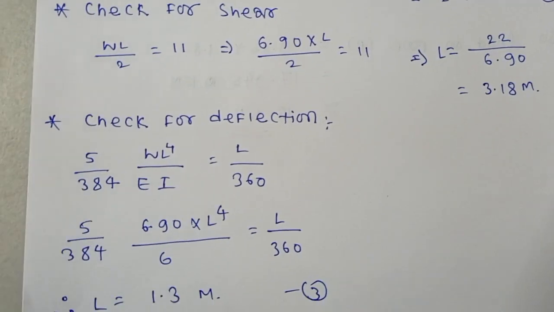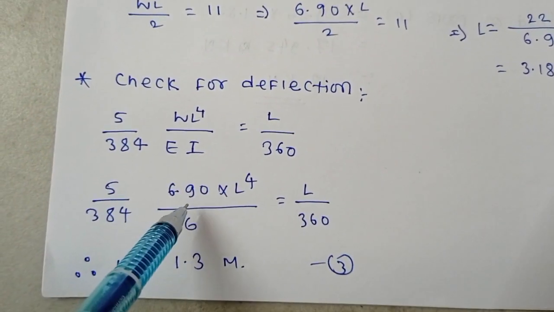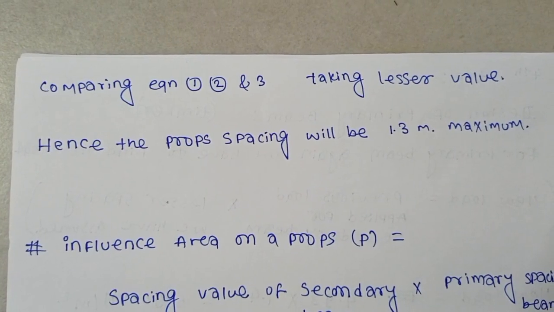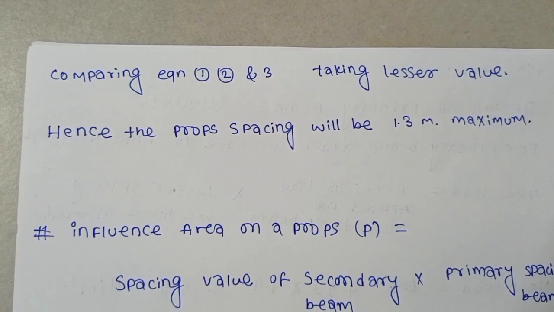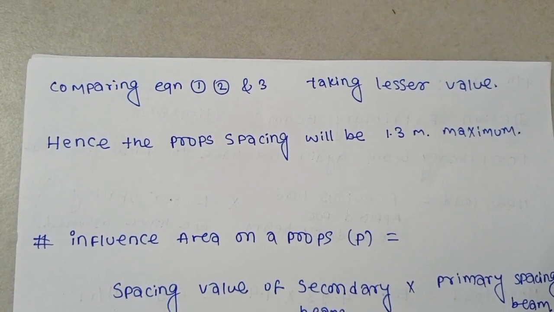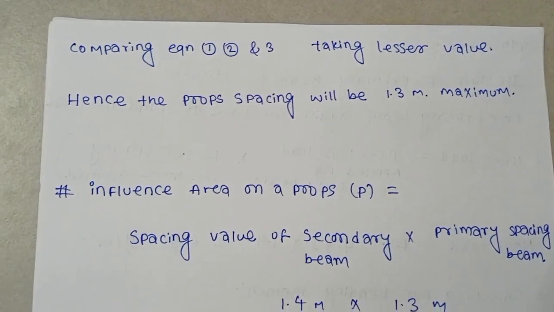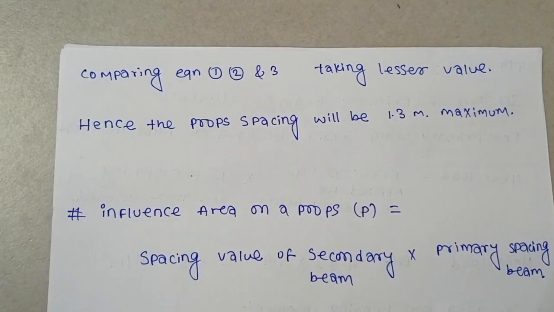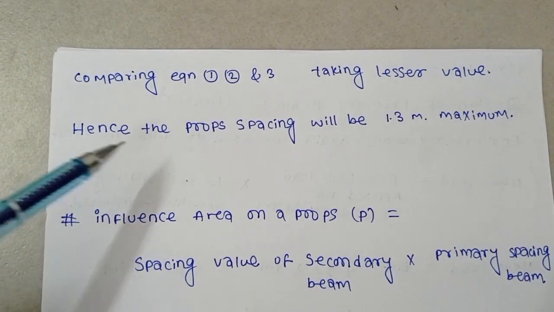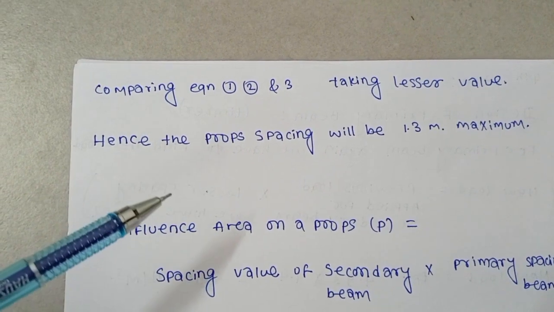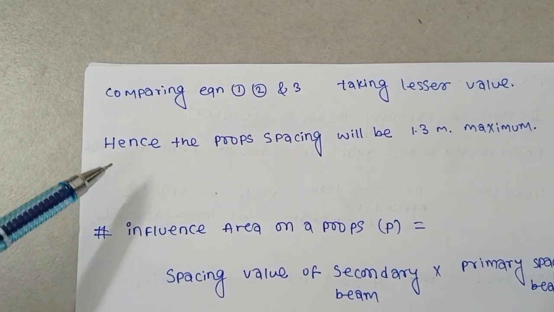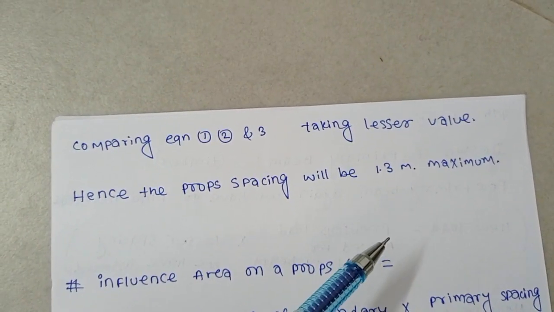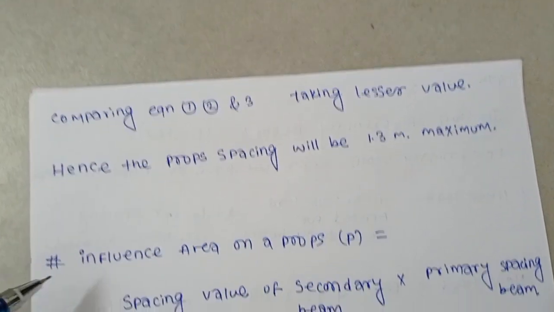Checking for deflection, the formula is the same, just the W value is different, and this L value equals 1.3 meter. Comparing equations 1, 2 and 3, we take the lesser value we have calculated. What is the lesser value? 1.3 meters. Hence we have taken the lesser value 1.3, which is the same as the prop spacing. Prop spacing is always governed by the primary beam only. Hence the prop spacing will be 1.3 meter. That is the maximum. We cannot exceed this spacing.